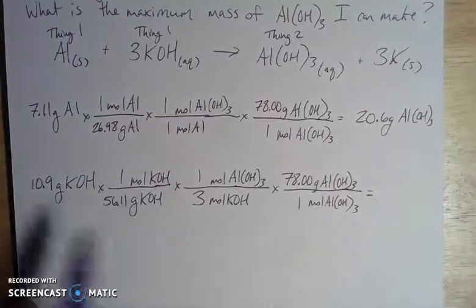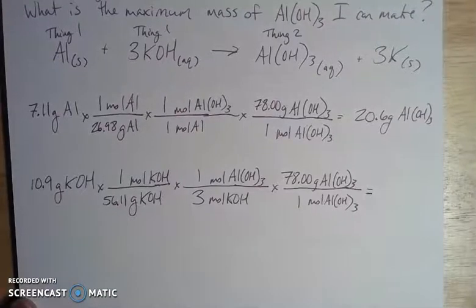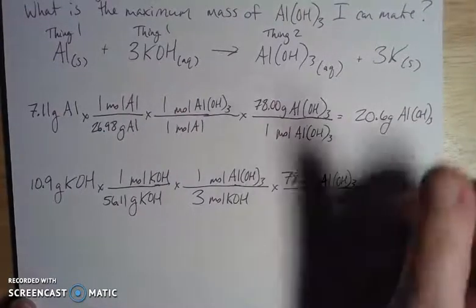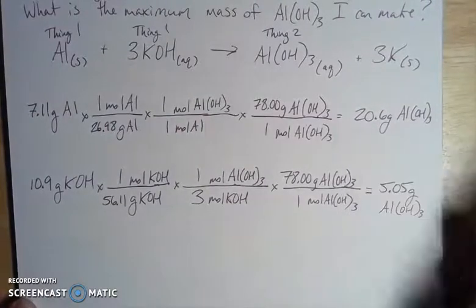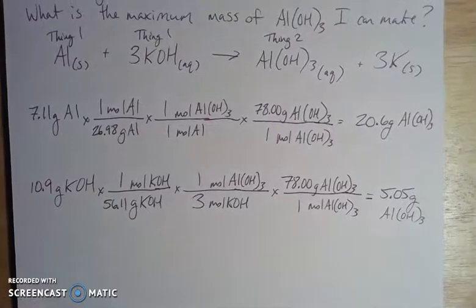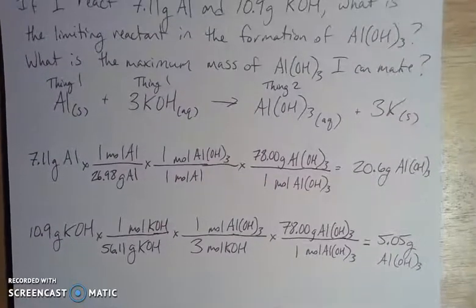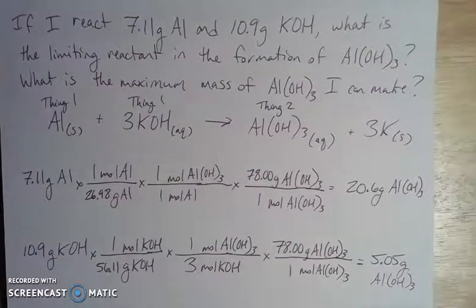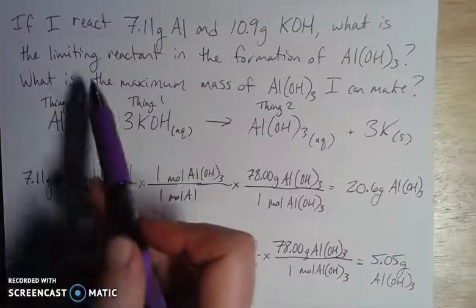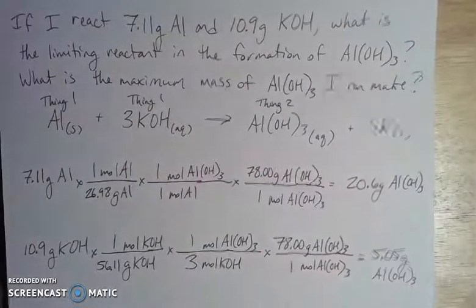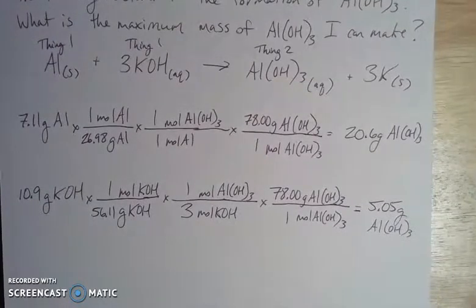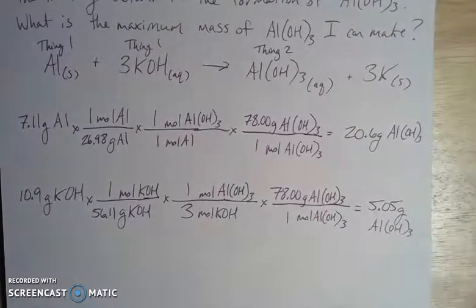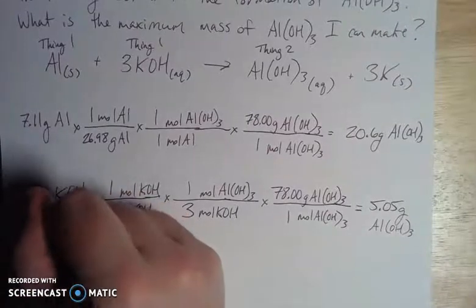And now I can run the numbers again. I'm going to be limited to 3 sig figs with my starting amount here. And I get 5.05 grams of aluminum hydroxide. Okay, so just like the logic of my bicycles, the first question here is, what is the limiting reactant? The limiting reactant is the one that is going to limit the formation of the product. So whichever one makes the least amount of product is going to be my limiting reactant.